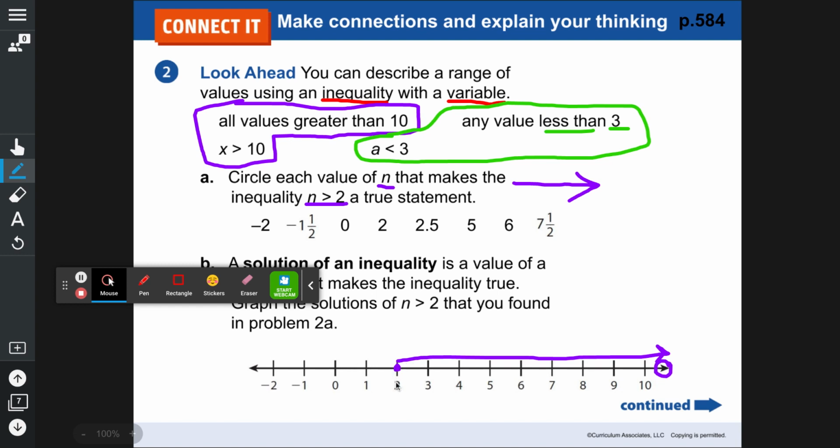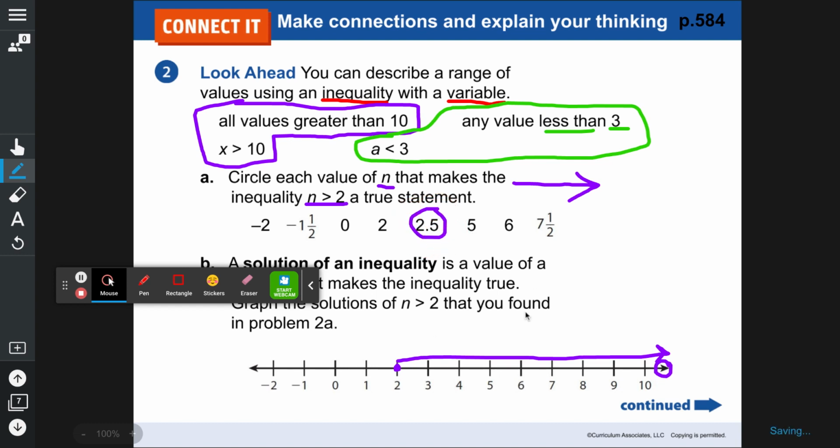Now, would 2 work? Is 2 greater than 2? It is not. 2 is equal to 2, isn't it? 2 is equal to 2. So that one could not work. 2 and 5/10, same thing as 2 and a half. That would be halfway between 2 and 3. Would that work? Yes, it would. It is greater than 2.